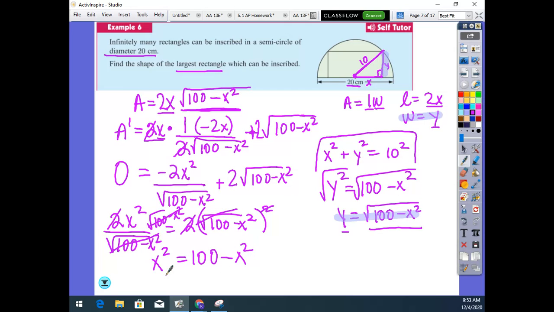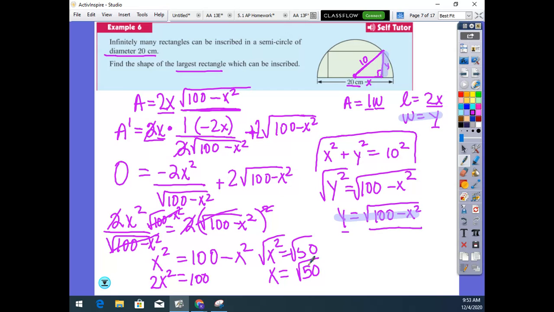Then I'm going to add my x squared to x squared to get 2x squared. Divide by 2 to get 50. Square root both sides, and my optimal solution is square root of 50.